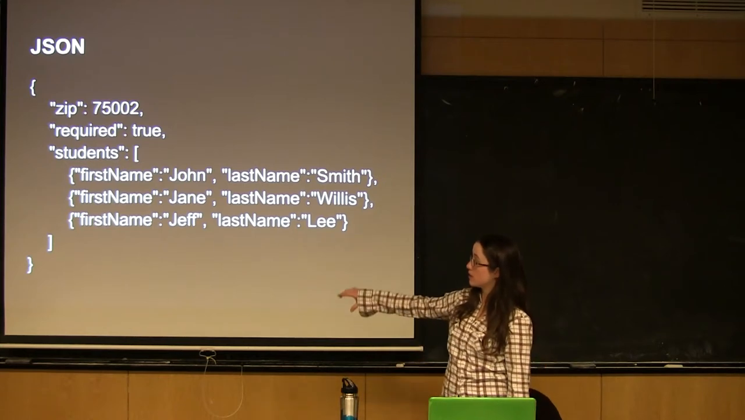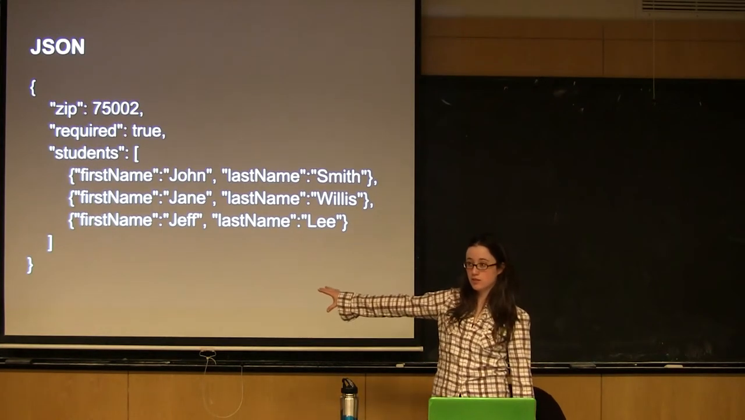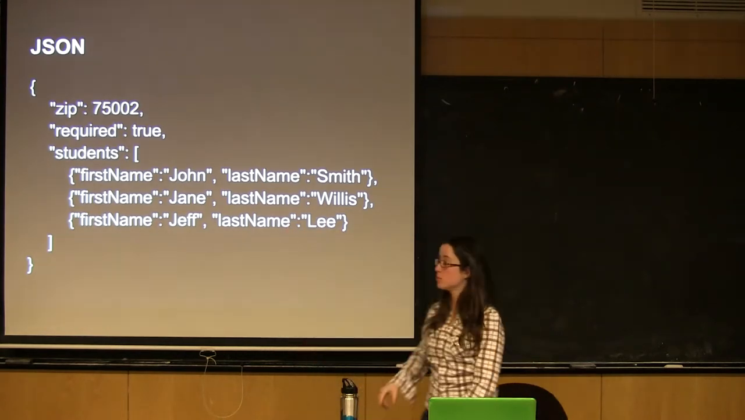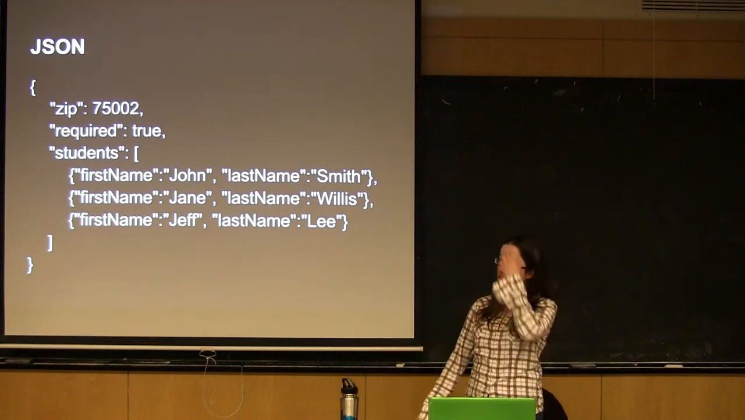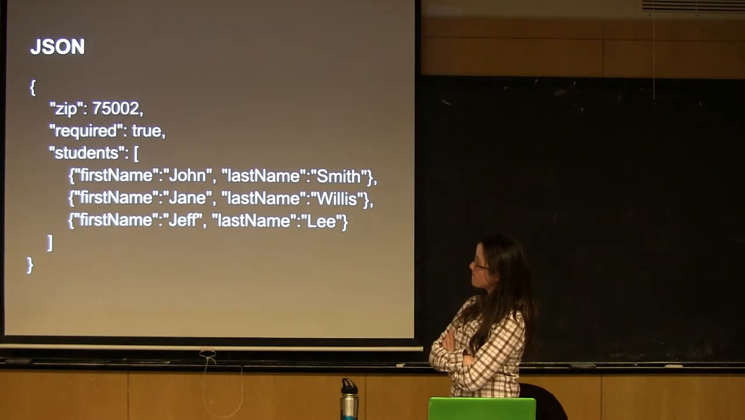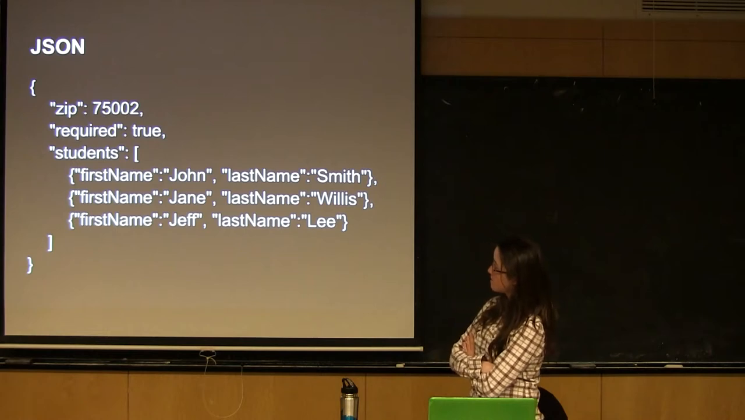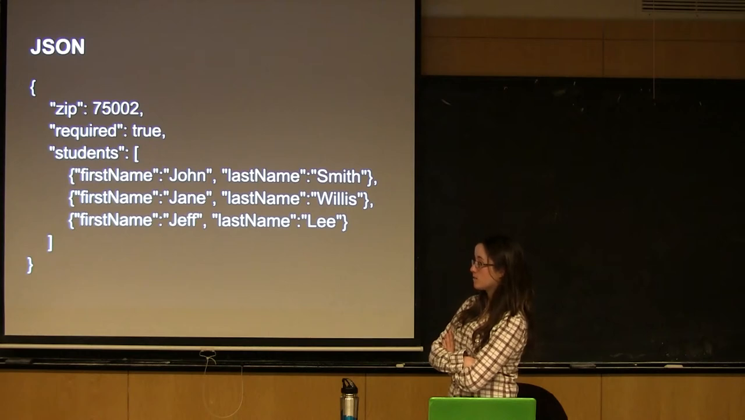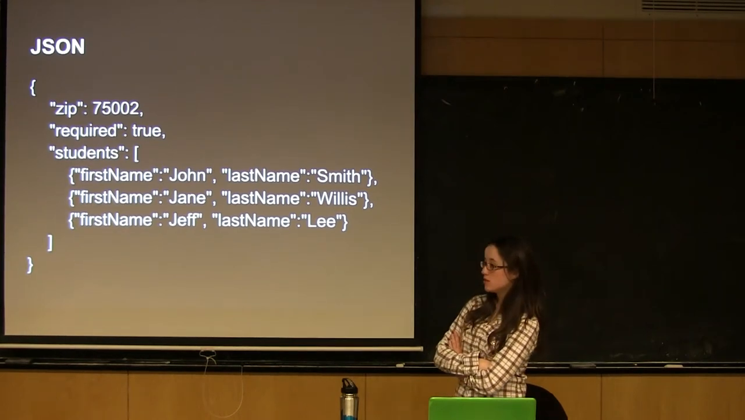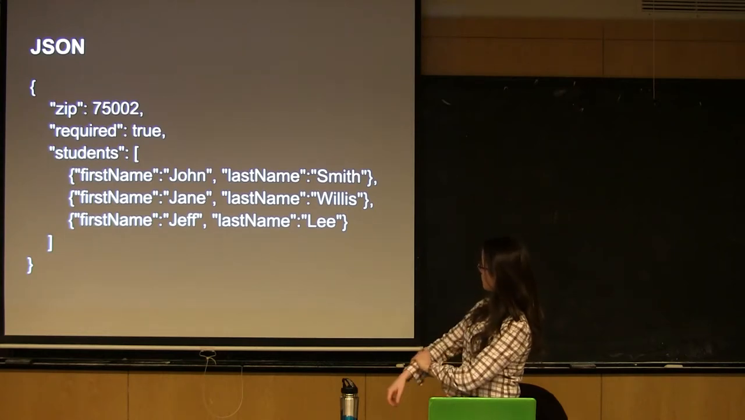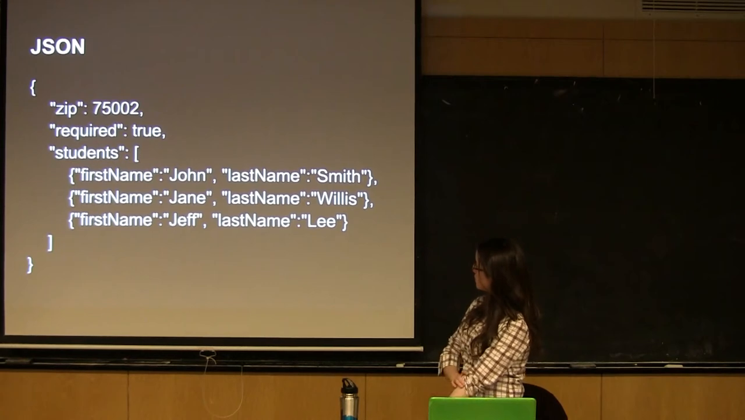Does anyone want to explain to me what this is? An object is going to be a key value pair. Someone want to explain this? Go for it. So it has a zip code of 75,002, and the required variable is set to true, and it looks like an object called students with an array of students. The first student has a first name John, last name Smith, second student has first name Jane, last name Wills, and the third student has a first name Jeff, last name.